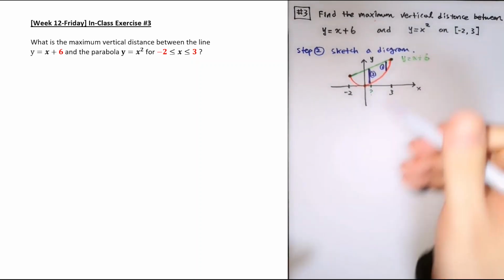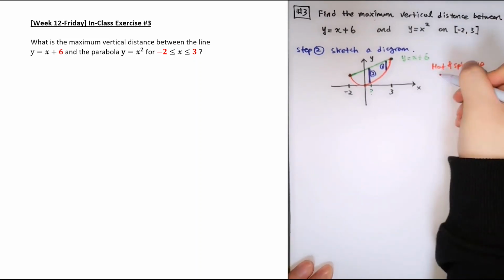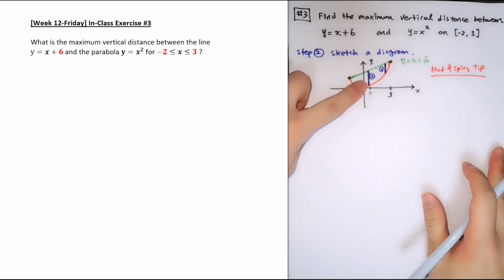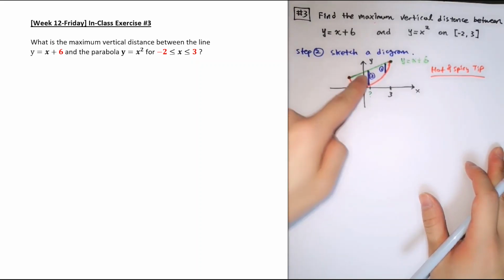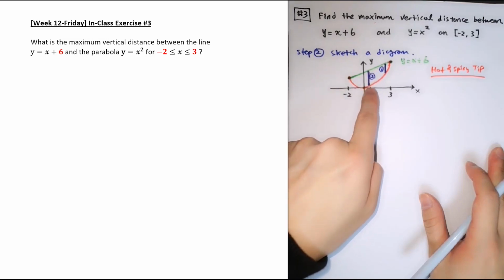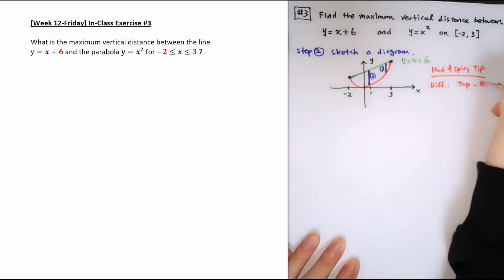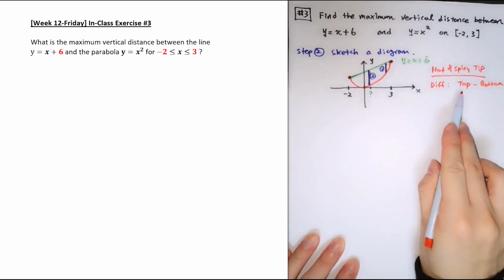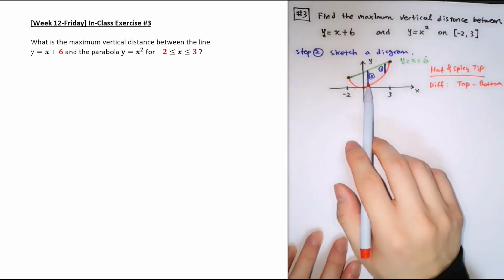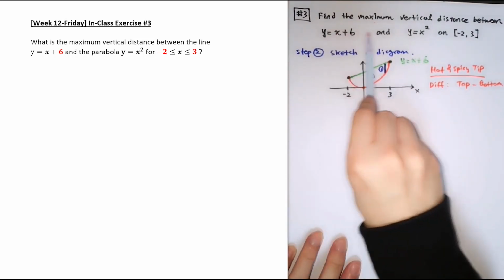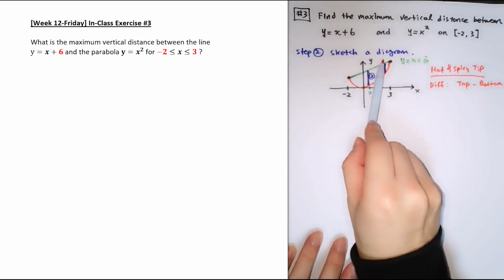Here comes my hot and spicy tip. Did you just hear what I said? I said the vertical distance between the two functions is called the difference. The difference is the top minus the bottom. Please keep this in mind. The difference is top minus bottom. We're going to use that very soon. Anyways, everyone, this is the end of step number 2, sketching a diagram.